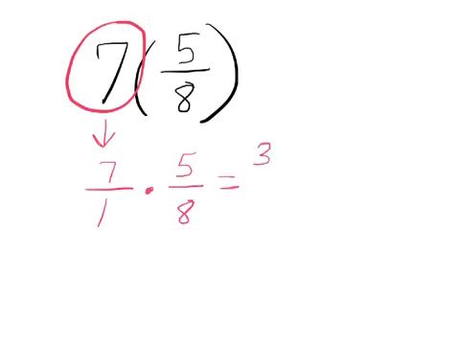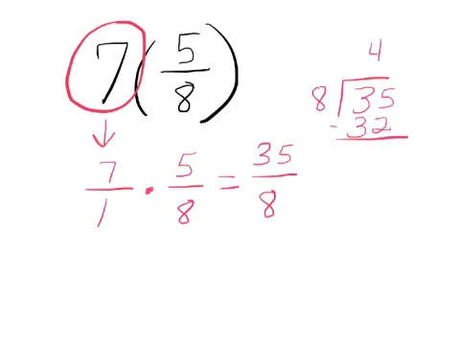Now I'm going to multiply across. 7 times 5 is 35. 1 times 8 is 8. Now I'm going to simplify. 35 divided by 8, I get 4. 4 times 8 is 32. I get 3 left over. I get 4 and 3/8. And that is my answer.